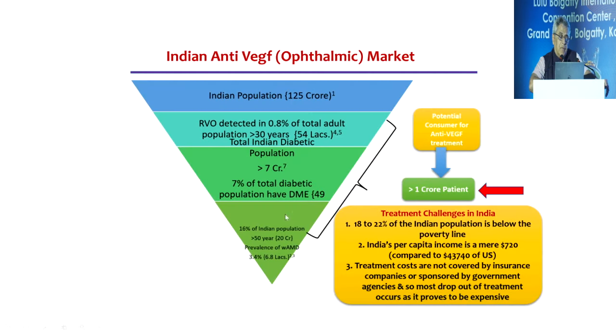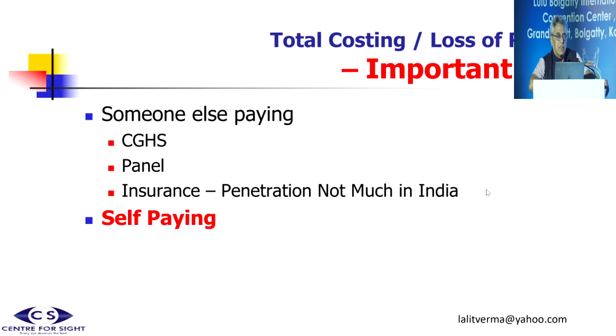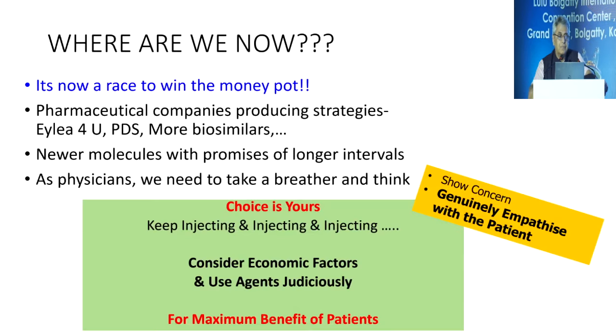And this becomes relatively more important if you realize the magnitude of the problem this country may face. Today, the anti-VEGF market is more than 1 crore of patients who require these injections. So if somebody else is paying, like panel patient or CGHS, it does not matter to the patient. But if the patient is paying out of their own pocket, all these issues become very, very relevant. So where are we now?